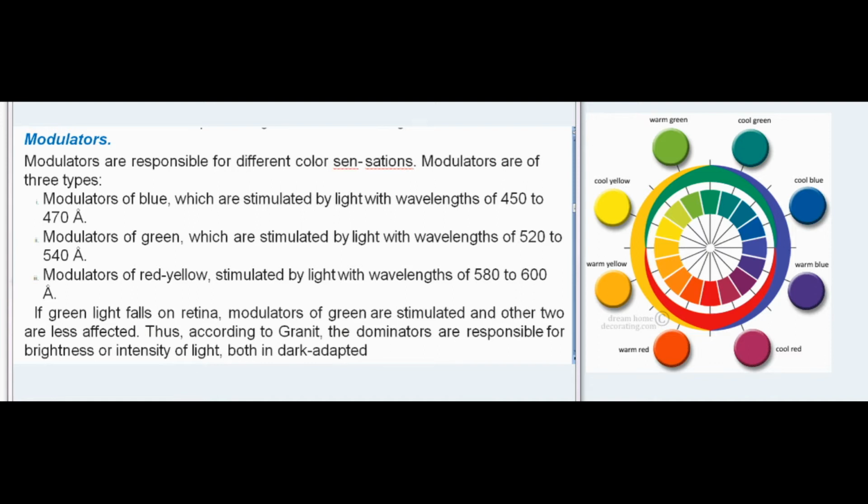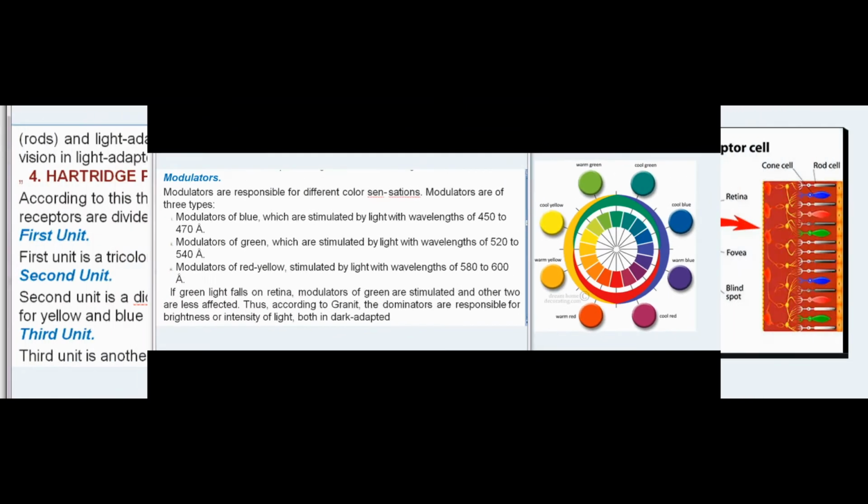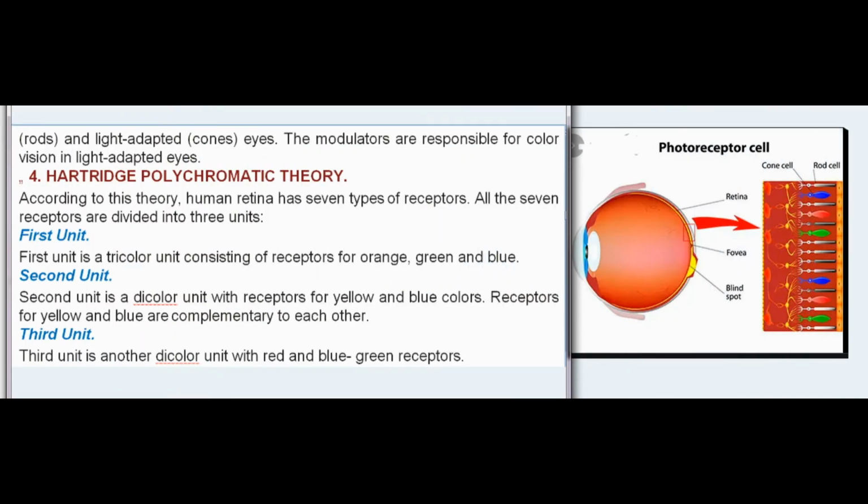Thus, according to Granit, the dominators are responsible for the brightness or intensity of light, both in dark-adapted rods and light-adapted cones, eyes. The modulators are responsible for color vision in light-adapted eyes.